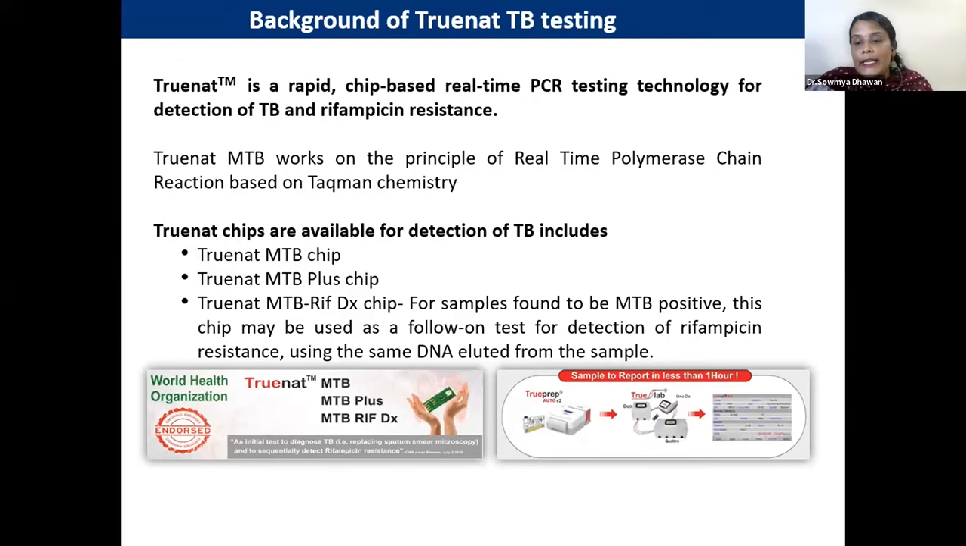Now coming to the second major technology, which is an Indian-introduced technology, that is TrueNAT, which is also a chip-based method, which I already discussed. It is again a PCR-based technology for the detection of TB as well as rifampicin resistance by using three different chips available: the TrueNAT MTB chip, TrueNAT MTB Plus chip, and the TrueNAT MTB-RIF Dx chip. This Dx chip is basically used for the samples found to be MTB positive. This chip may be used as a follow-on test for the detection of rifampicin resistance using the same DNA which has been aliquoted from the sample.